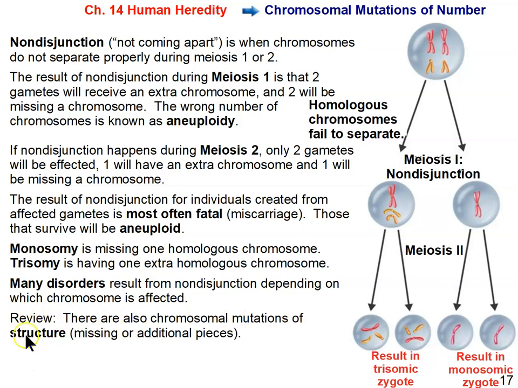So, review, just to remind you that there are also instances where pieces of chromosomes will be missing. And again, those pieces can have hundreds or thousands of genes involved. So if a chromosome is missing a piece, it might be missing quite a few genes. Or if it has an extra piece attached to it, that means it has too many genes, just like in the case of trisomy.